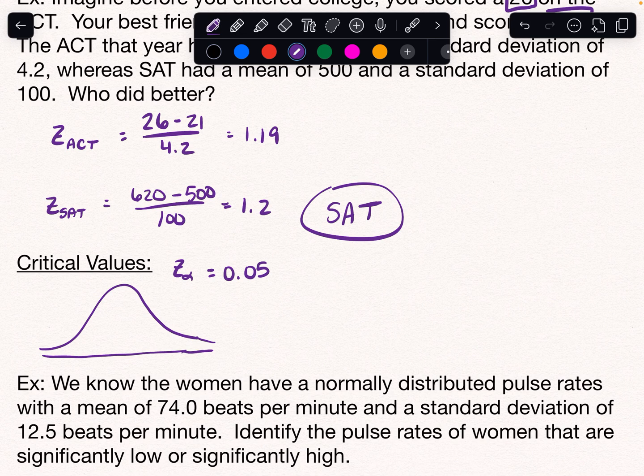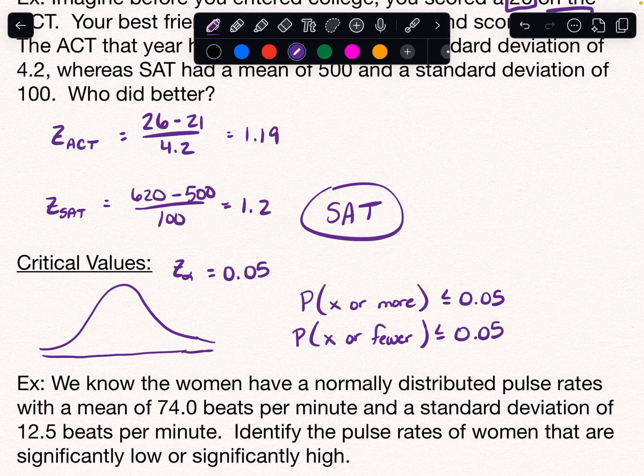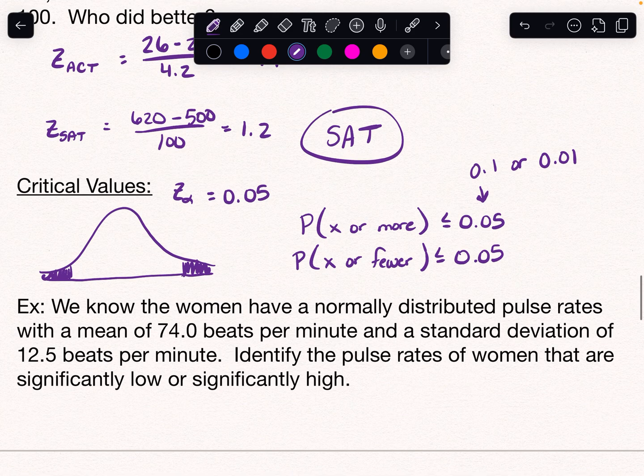And if it's smaller than this, then I know it's significantly low or significantly high, because we had these probability statements. Probability of X or more has to be less than or equal to 0.05. Same, probability of X or fewer also has to be less than or equal to 0.05. And technically this number could be 0.1 or 0.01, just the universal one is 0.05. So when we talk about that, we're talking about these extreme tail values. Like those areas are 0.05. So we're going to use this to answer this question.